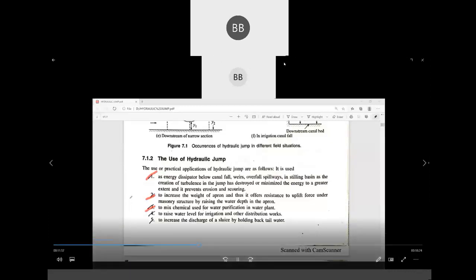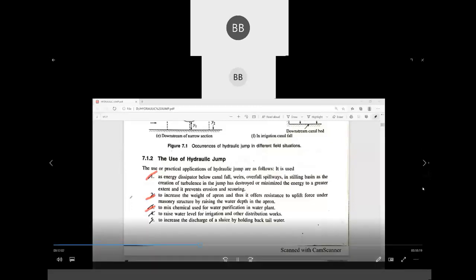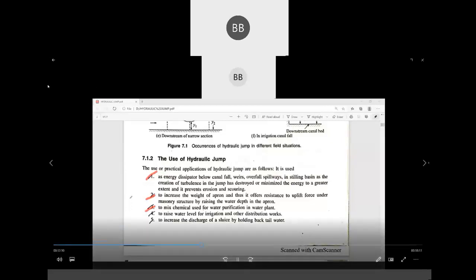And third case, in irrigation purposes, sometimes we use hydraulic jump to mix chemicals, to purify the water if it contains some impurities. So this is the third point: to mix chemicals used for water purification in a water plant or in irrigation also. If you want to distribute these chemicals, we mix them with water by using hydraulic jump. We mix properly.